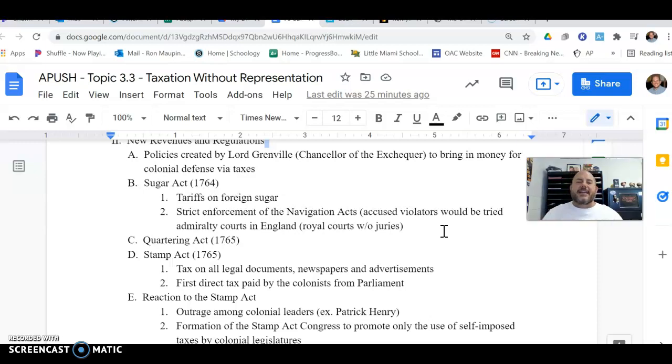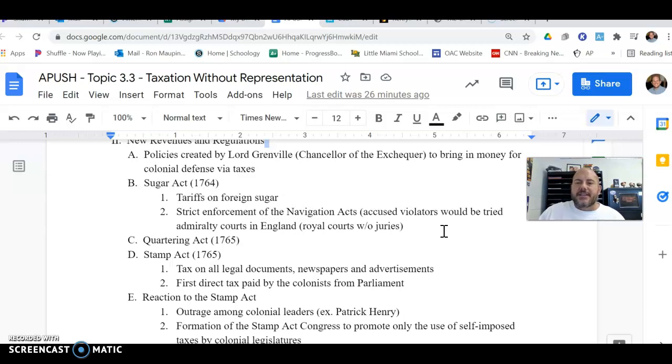Now, that being said, the Sugar Act mostly affected the wealthier colonists, so it wasn't as broad-based as you might think. But these policies are going to become more broad-based as we go along, starting with and including the Quartering Act in 1765. What this law is going to do is force colonists to have the privilege, if you will, to house and feed and basically maintain royal troops in the colony.